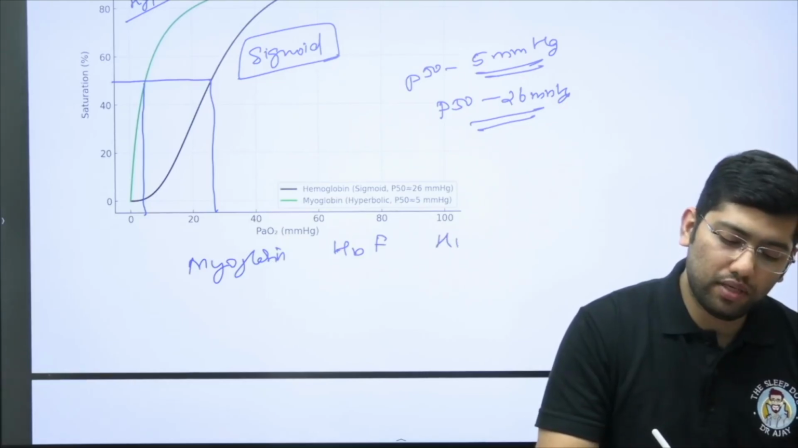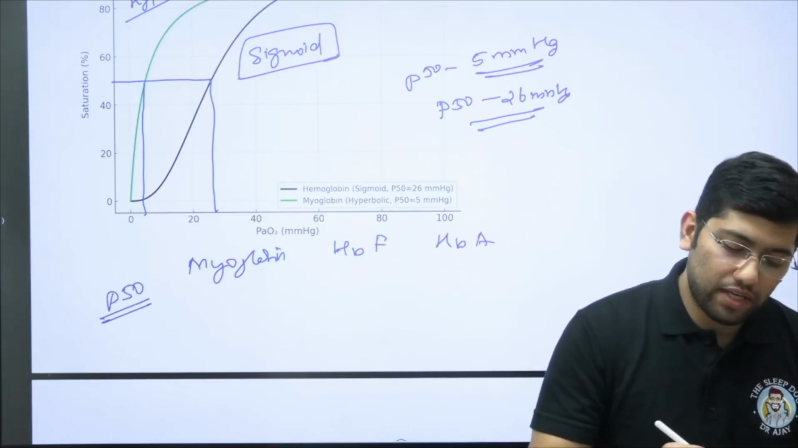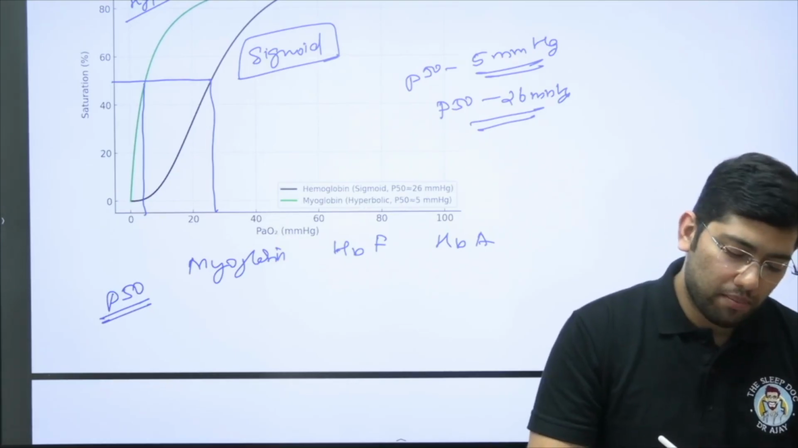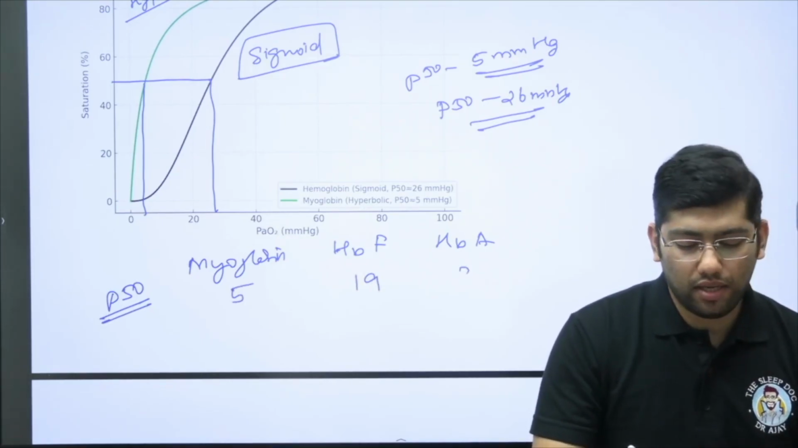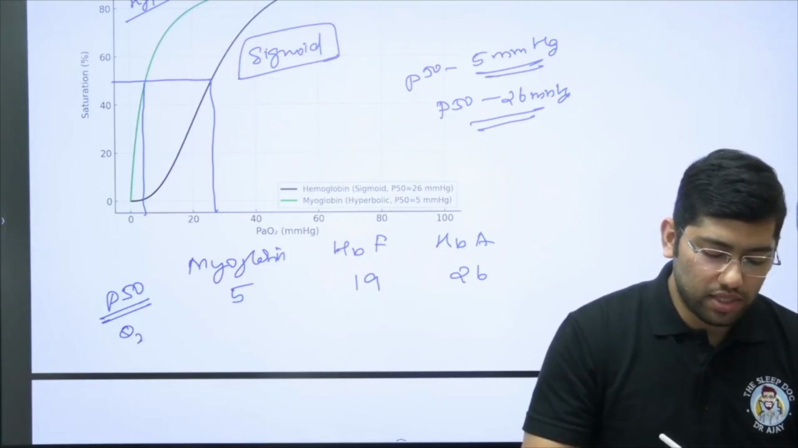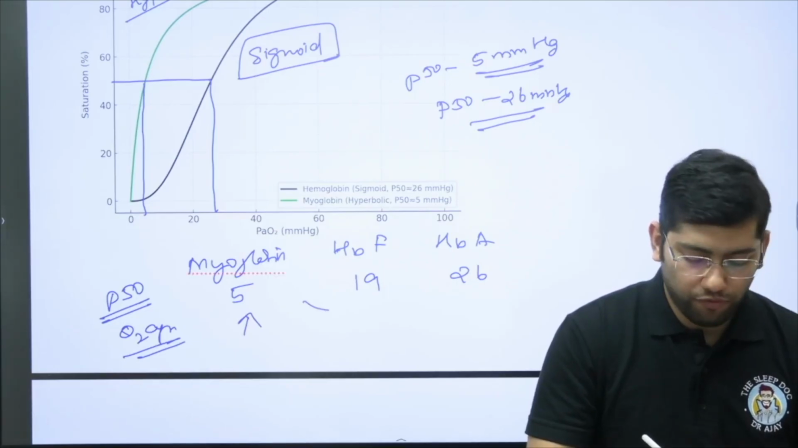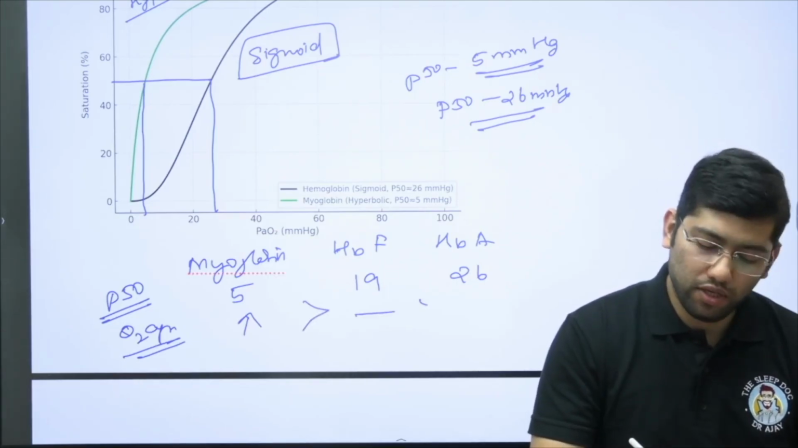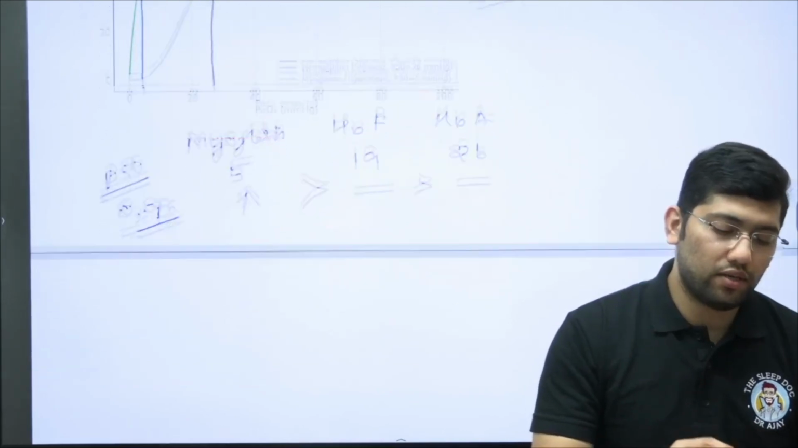Now let's just quickly see myoglobin, fetal hemoglobin, and adult hemoglobin. Compare the P50 values to understand the affinity. Myoglobin was 5, fetal hemoglobin was 19, adult was 26. So the oxygen affinity is highest for myoglobin, followed by fetal hemoglobin, followed by adult hemoglobin. This concludes the discussion.